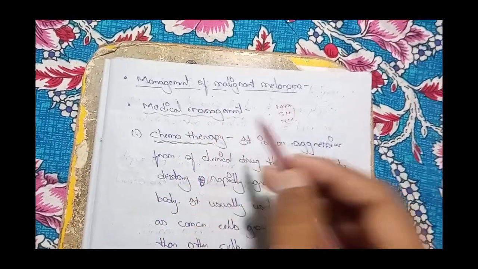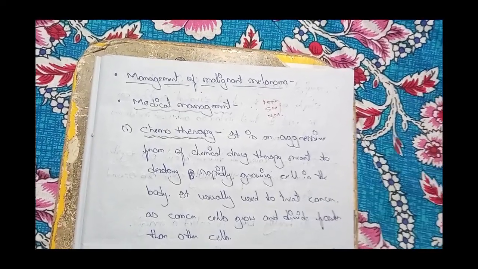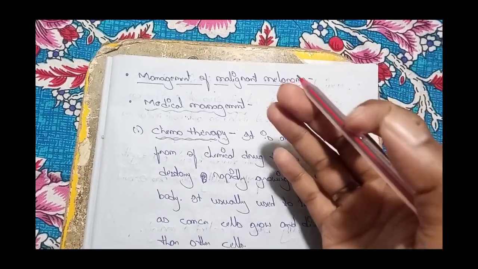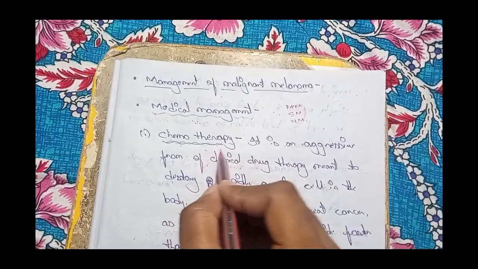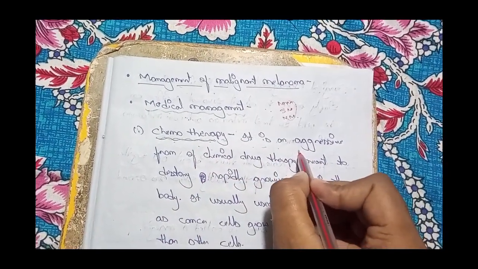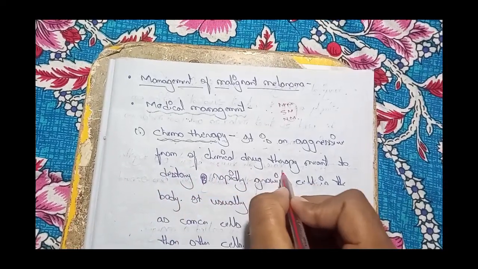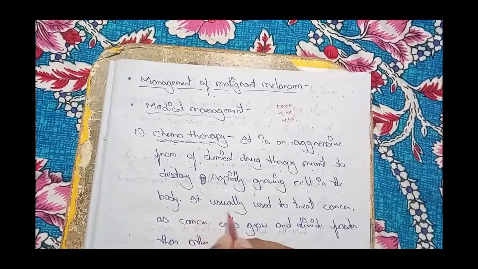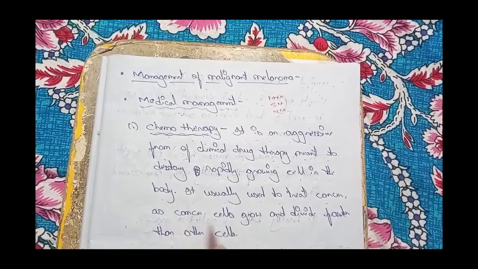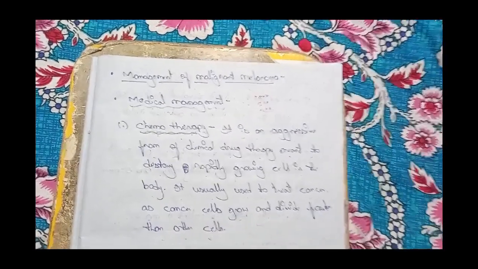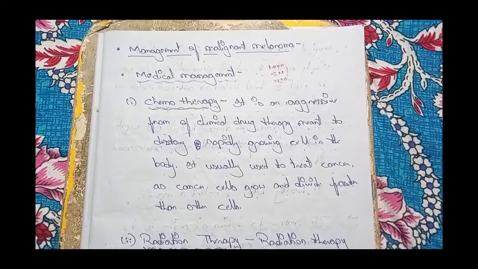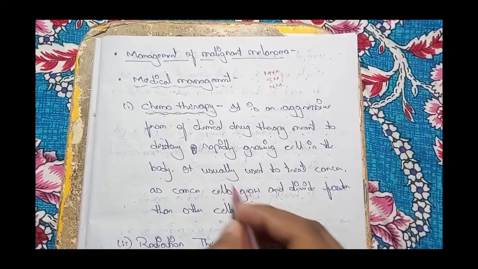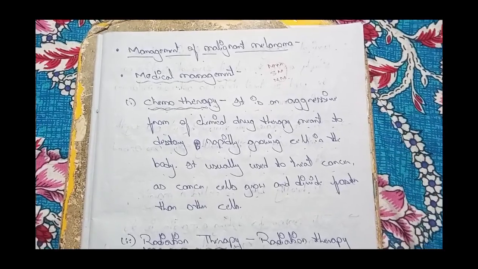In medical management, we first discuss chemotherapy. We can give it to cancer patients to be cured. Chemotherapy is an aggressive form of chemical drug therapy meant to destroy rapidly growing cells in the body. It is usually used to treat cancer, as cancer cells grow and divide faster than other cells. So cancer cells are growing or developing faster than the other cells, and for that only chemotherapy is used, for reducing the growing of the cells.